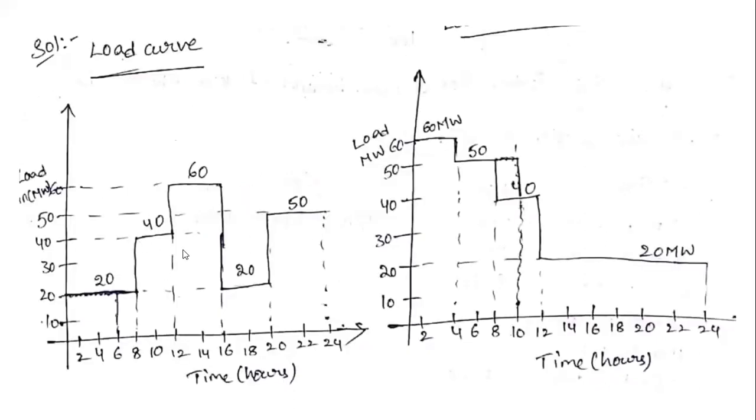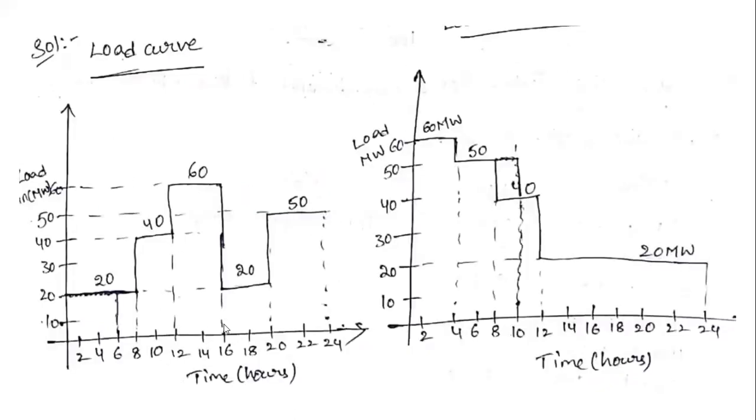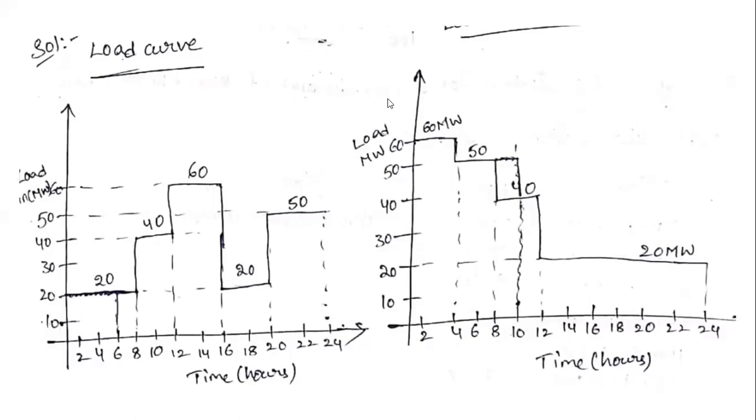Next, 12 to 16, 60 megawatts. Next, 16 to 20, 20 megawatts. Next, 20 to 24, 50 megawatts. This is the load curve that is drawn with respect to time and load. By using this load curve, we then draw the load duration curve.